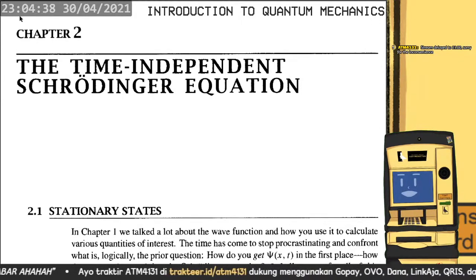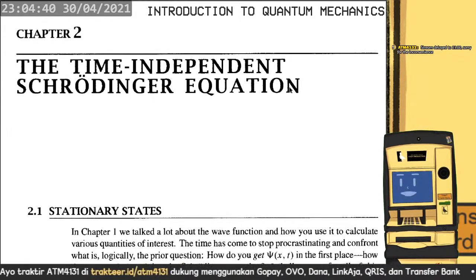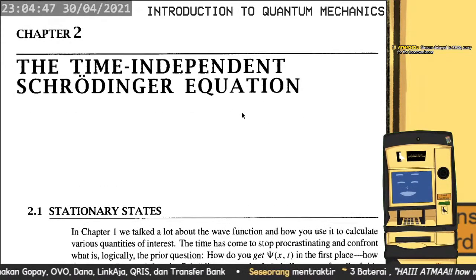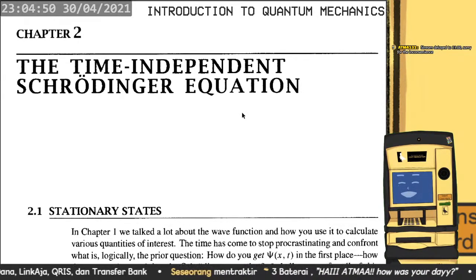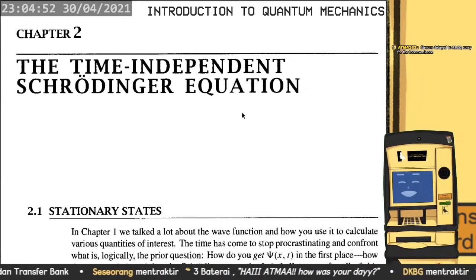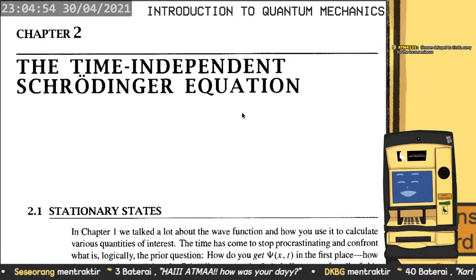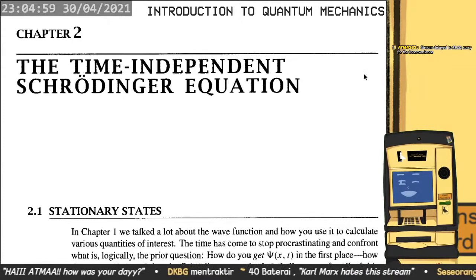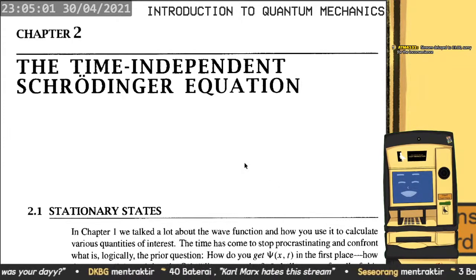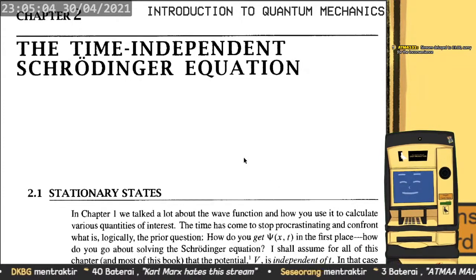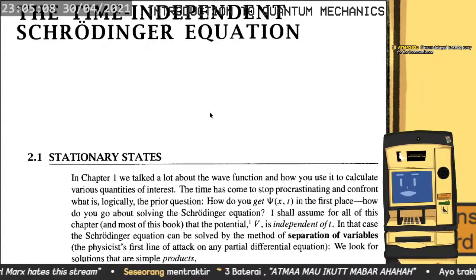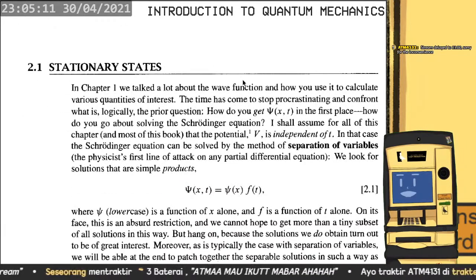Okay, now we got to chapter 2 of the introduction to quantum mechanics, the time-independent Schrödinger equation. Probably let me read you to sleep. Take this as a bedtime story, but it's about a cat. About a cat in a box. So yeah, let's start 2.1, stationary states.